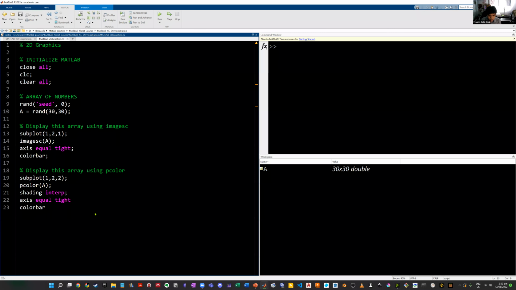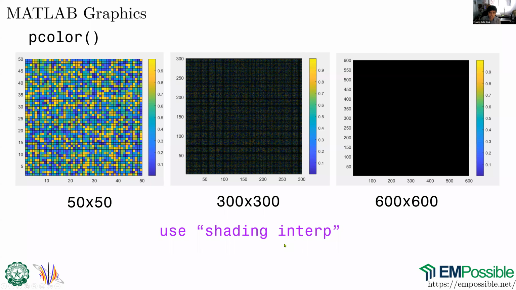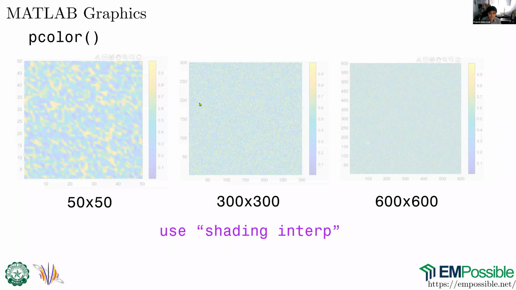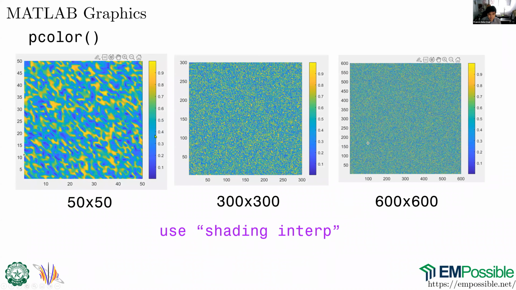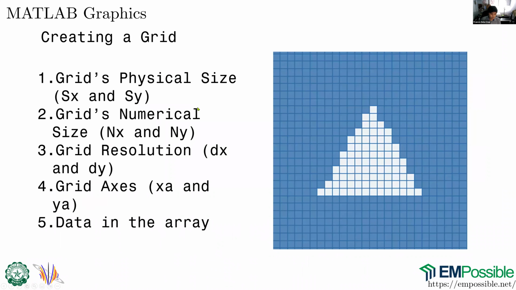Of course, somehow I want to, no, it's not necessary. I just want to flip the axis, but you already knew that. Okay, now going back. So don't forget to use shading interp when you're using pcolor if you want to have some kind of interpolation, smoothing, and such, and removing this black line. Okay, so this would be the view of your pcolor. Now we're going to create a grid.